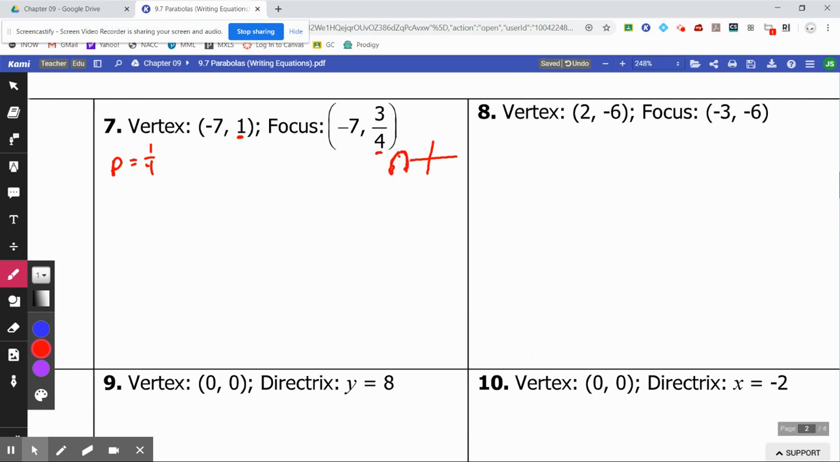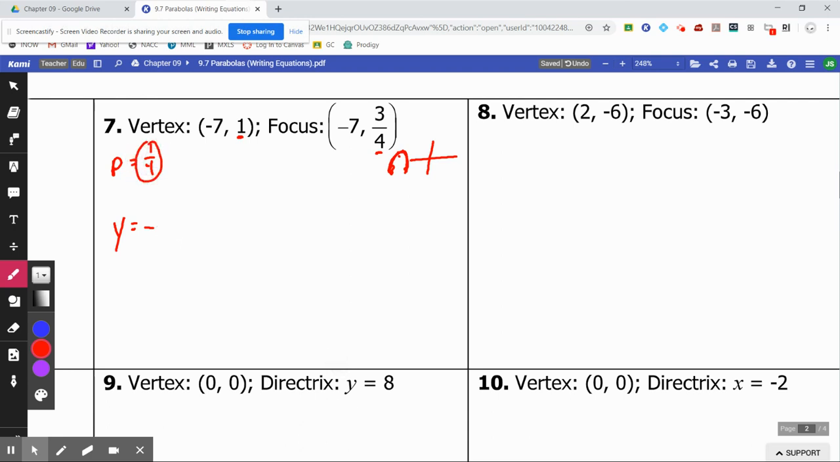Since it opens down, therefore our 1 over 4 p-value should be negative. Also, since it opens down, this will be a y equals parabola. So you have y equals a negative 1 over 4 times p. 4 times 1/4 is going to be 1.